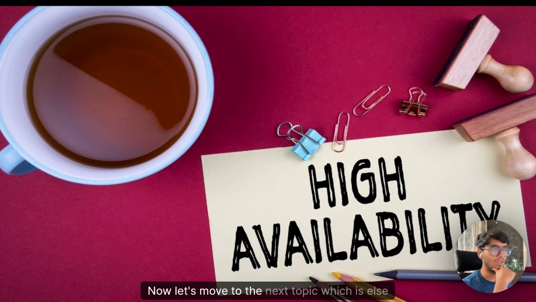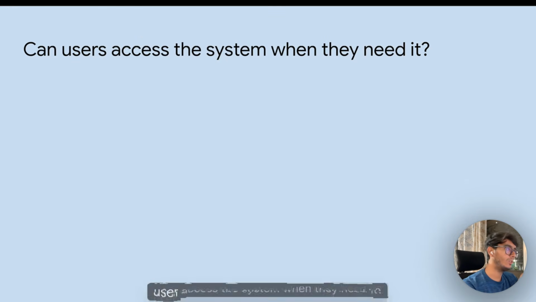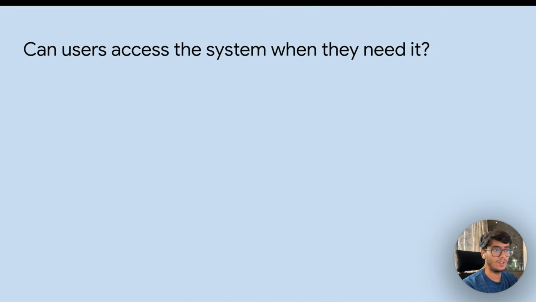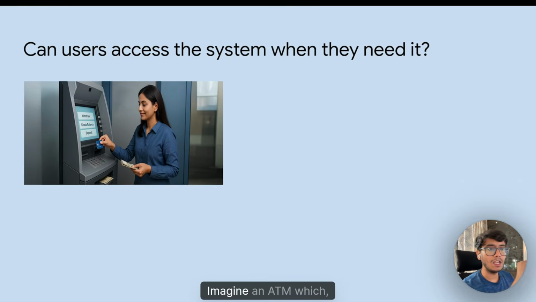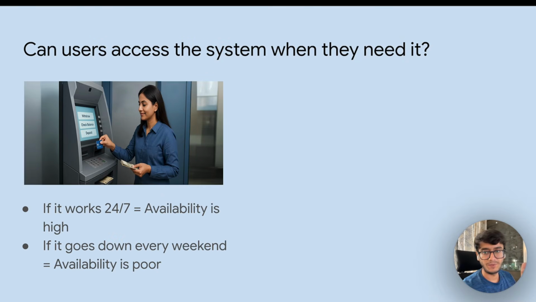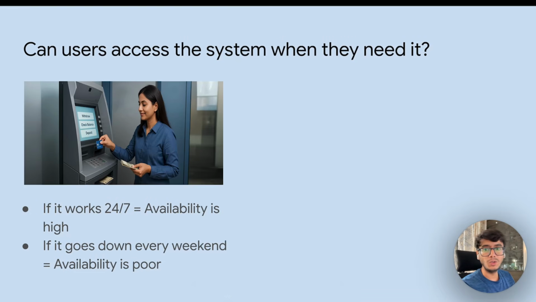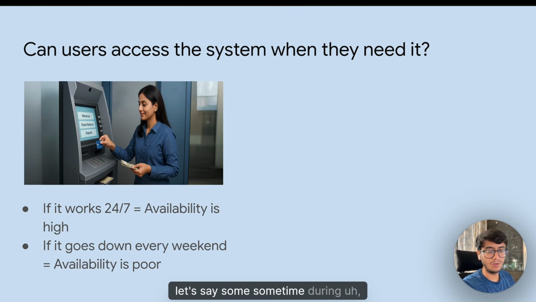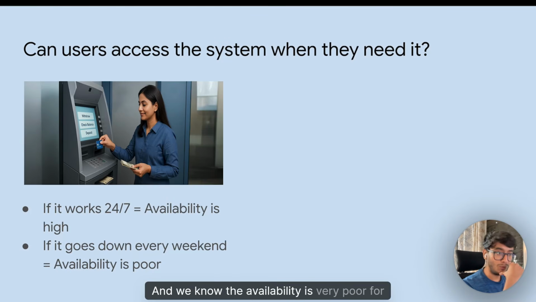Now let's move to the next topic, which is availability. So we ask ourselves this question: can users access the system when they need it? A very simple analogy would be an ATM. Imagine an ATM which works 24/7. If it works 24/7, the availability is very high, right? It is always available to you. Whenever you step in, you can withdraw cash. And if it goes down every weekend, or sometime during the day, the availability is poor, which is our typical Indian ATMs, right? And we know the availability is very poor for those ATMs.